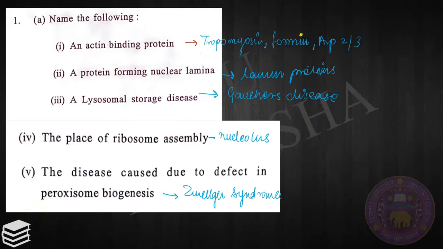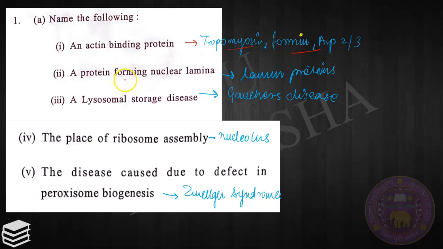Name the following. An actin binding protein. Actin binding proteins regulate assembly and disassembly as well as organization of the actin filaments. Here you have to name any one actin binding protein. Some are tropomyosin, formin, ARP 2/3; you can mention any one of these. Then second, we have a protein forming nuclear lamina.